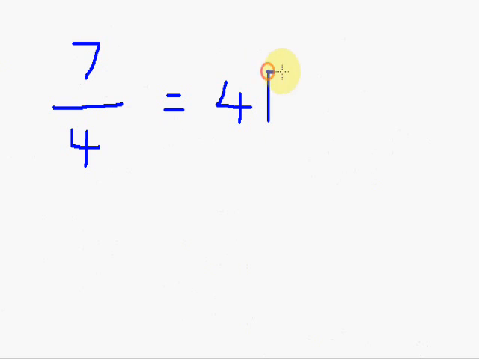So let's look at this one here. We have 7 on 4, okay? To change this into a mixed number, you simply divide 4 by 7, okay? Like how you would do a normal division, okay? So let's do that. 4 divided by 7. When we do that, we get 1, and there is a remainder 3.